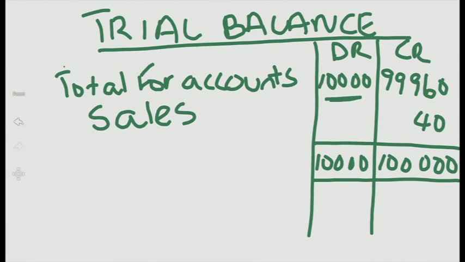100,000. So simple to correct a suspense, using a suspense account. So simple to correct errors that affect the balancing of the trial balance. It affects in what way? We have seen the debit side being 100,000. We have seen the credit side being a lesser amount of 99,960. So that means our trial balance has been affected.